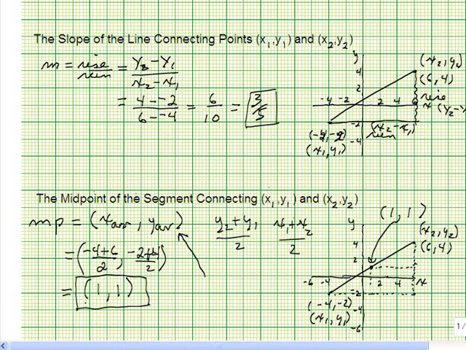And that completes our podcast on distance, slope, and midpoint.